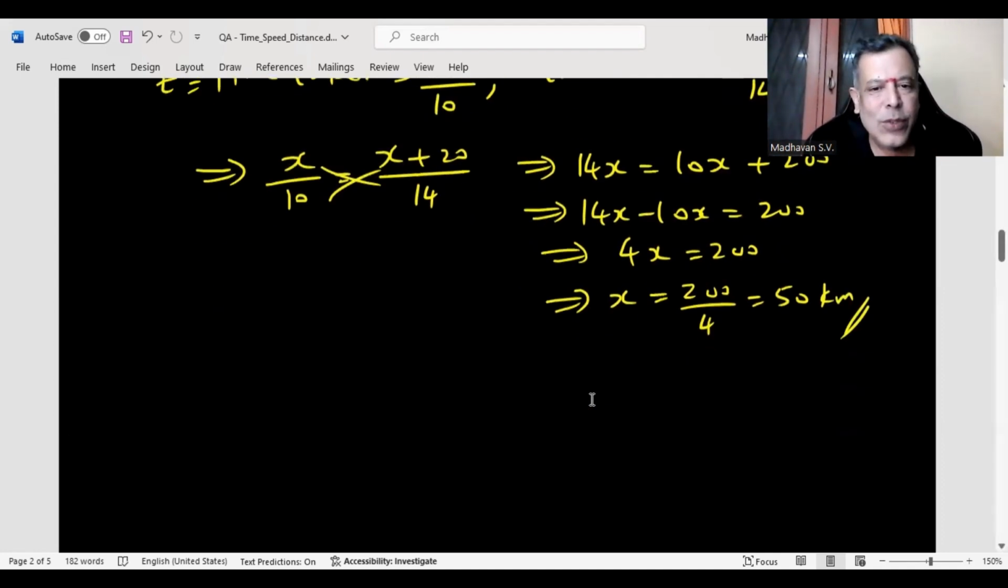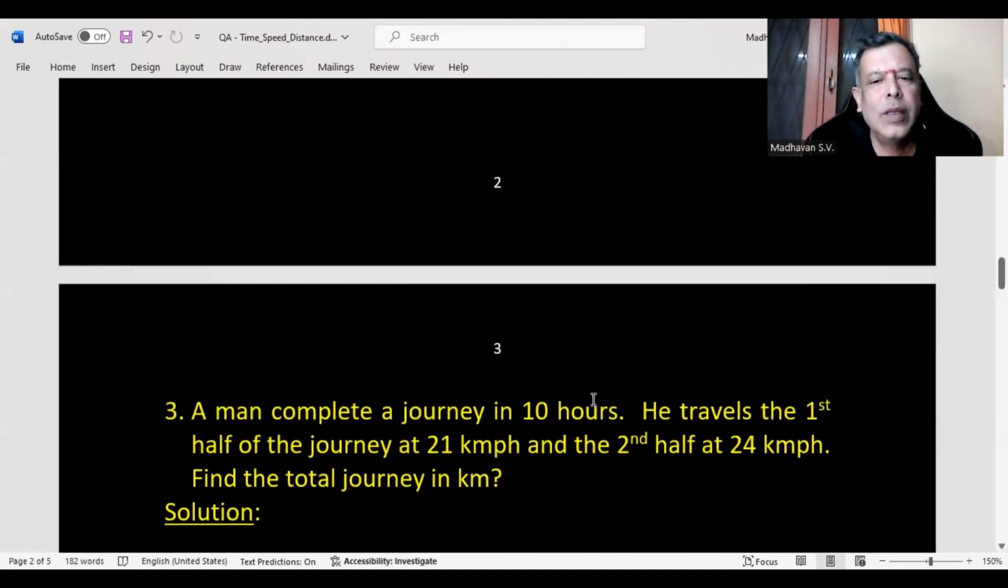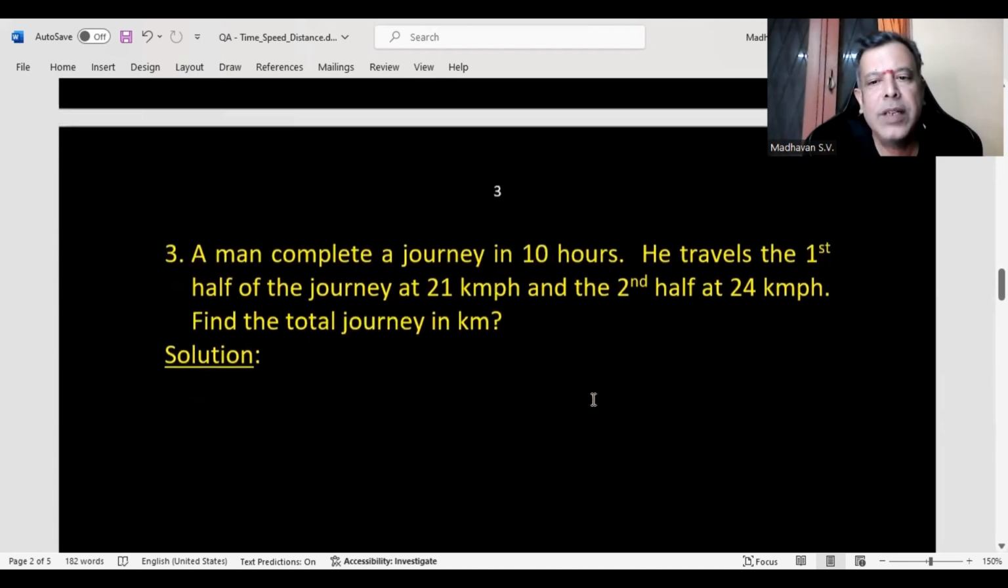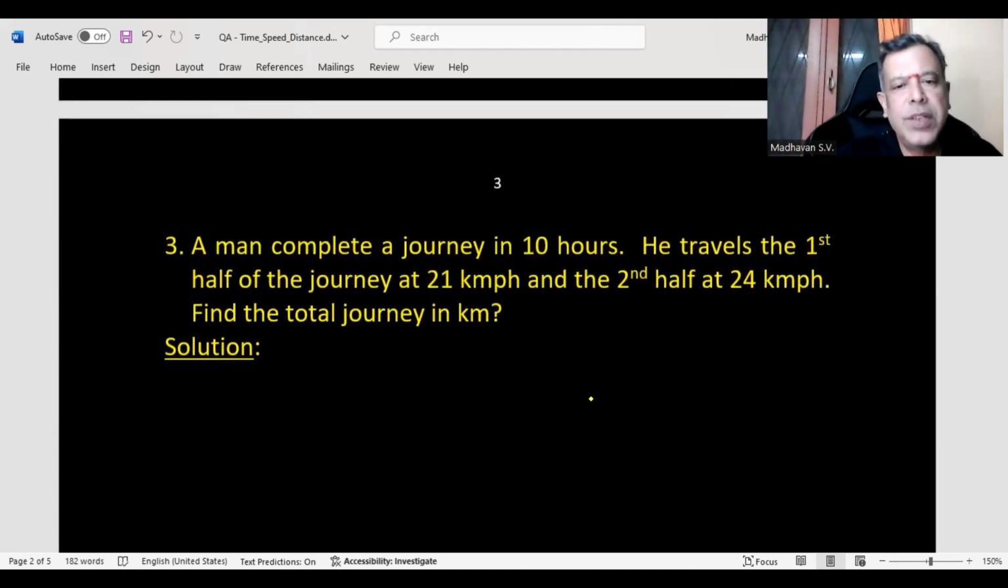Let us move on to the next question. A man completes a journey in 10 hours. He travels the first half of the journey at 21 kilometer per hour and second half at 24 kilometer per hour. Find the total journey in kilometer. So first let us find out the average speed of that particular man. Since the speed is in the form of a ratio, the unit of measure is kilometer per hour.